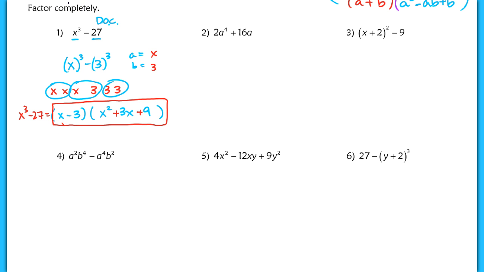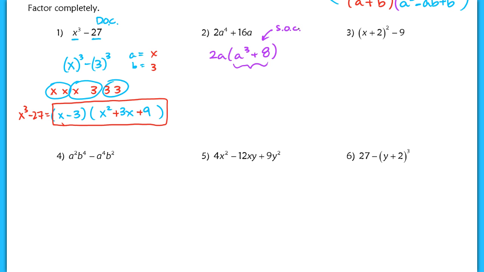Now when we look at number 2, we definitely want to make sure that we're taking out the GCF first. So you still continue to use all of those same strategies when you try to factor. Definitely look for a GCF first here. So I would pull out that 2a, which would leave me with a cubed plus 8. Now from here, I recognize that this part here is the sum of cubes. So I'm going to write that as SOC.